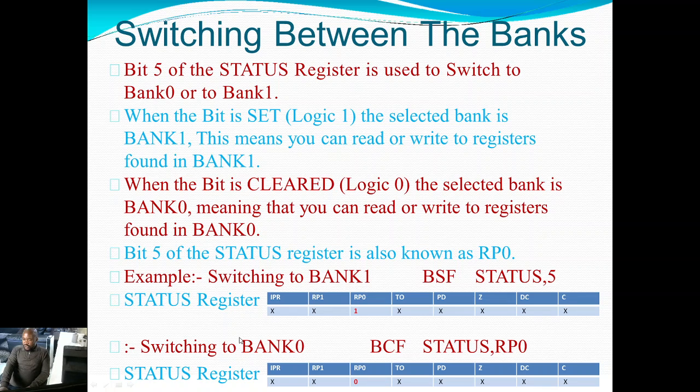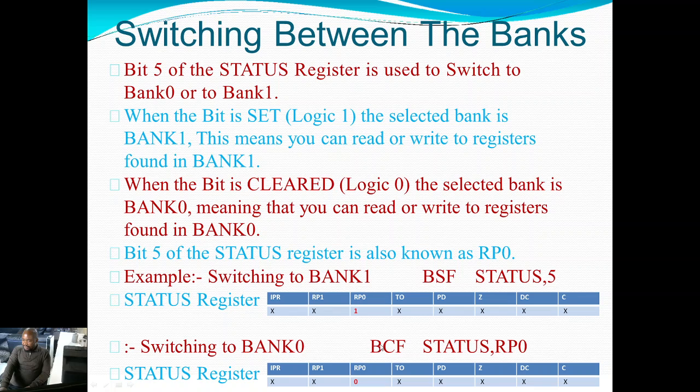As an example, switching to bank 0, we say bit clear file. The file is the status register. The bit is bit 5. Be aware that this time around, I'm using RP0 instead of 5. These are the same. You can say comma 5 or comma RP0, because RP0 is the name for bit 5 of the status register. Whether you say comma 5 or comma RP0, it is the same thing. We are accessing and switching the same bit 5 of the status register.